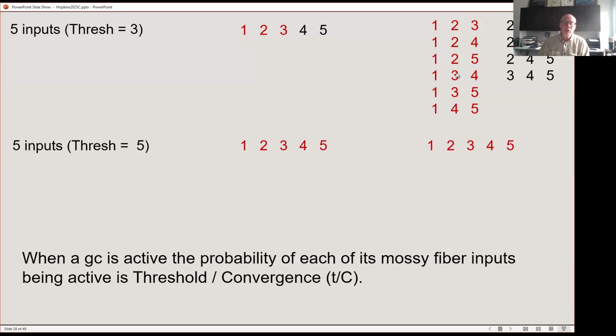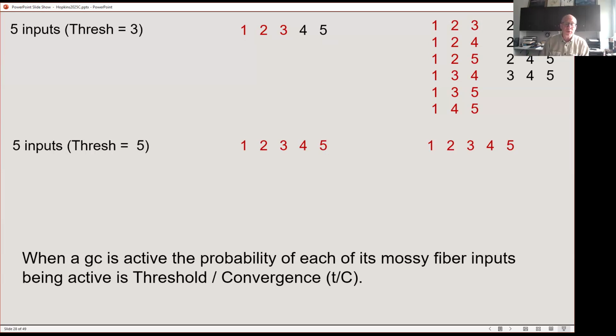Here are the combinations of 3 that include 1, and here are the combinations of 3 that don't, right? And this is true over a wide range of convergences and thresholds. This is just true: if a granule cell is active, then the probability that each of its mossy fibers might be active is threshold divided by convergence. So you can see, for example, that a granule cell of convergence 5 and threshold 5 very reliably signals, this is not rocket science, that mossy fibers 1 through 5 are active.